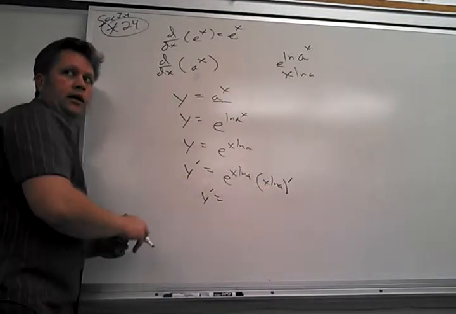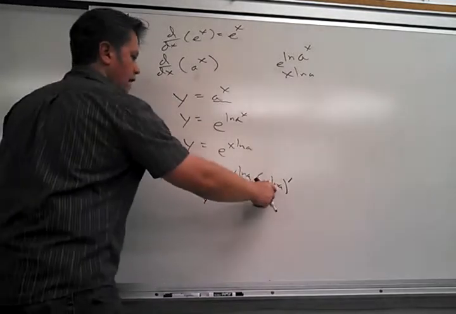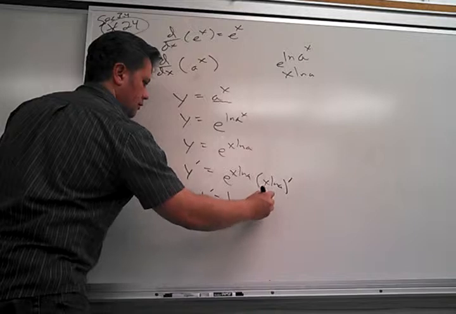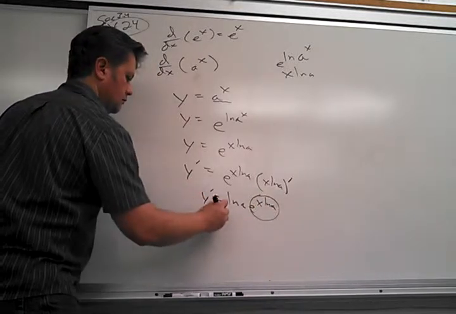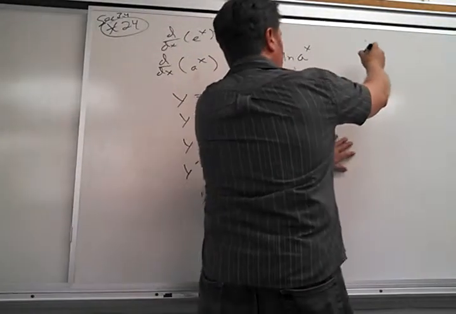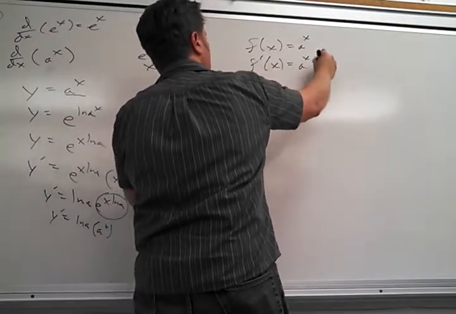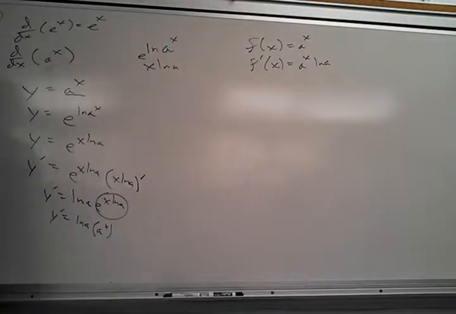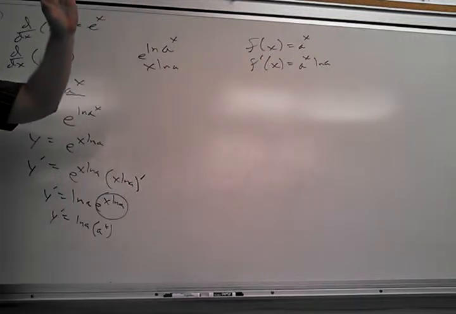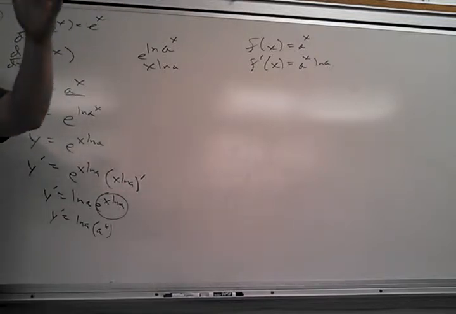ln a, right? Because this is just like 5x, 6x. Derivative of 5x would be 5. Derivative of ln a x would be ln a. Now, what was this again? a to the x. So if f of x is a to the x, f prime of x is a to the x ln a. Of course, if a is e, the ln of e is 1.